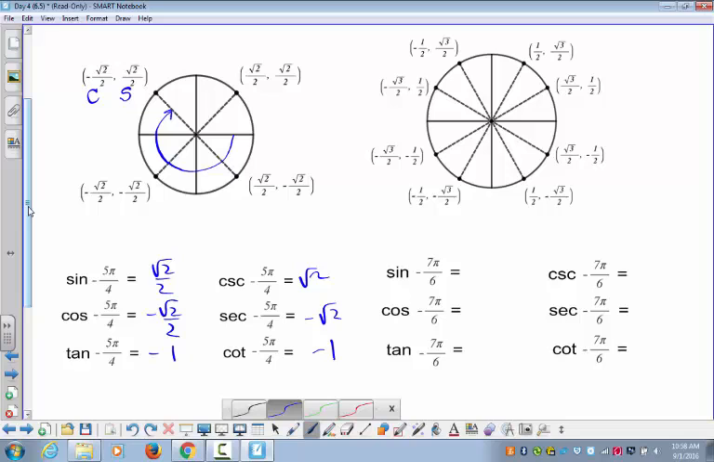So if it's negative, we're going to go this direction. It's going to be right there. We're counting by pi over 6. So 6 pi over 6 will take us to the horizontal. 7 pi over 6 will take us there. What would the coordinates be? It's the same as 5 pi over 6. Yep, same coordinates as 5 pi over 6.